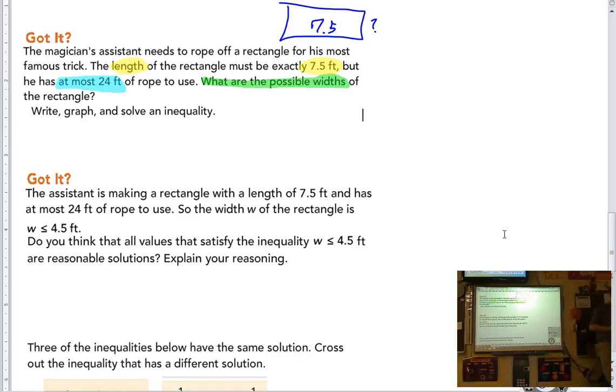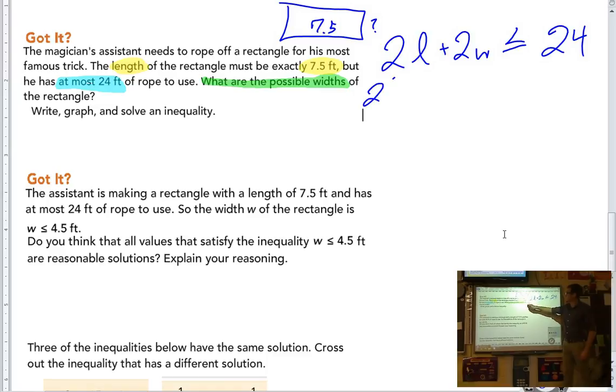Hayden, what did we have set up? What is that 2L plus 2W? That represents our... So together, what do we call that? The whole distance around. Perimeter. So that, compared to 24, can we use all of the rope? Can it be equal to? Can we use more than the rope that we brought? That wouldn't make any sense. So we could use less than, though.